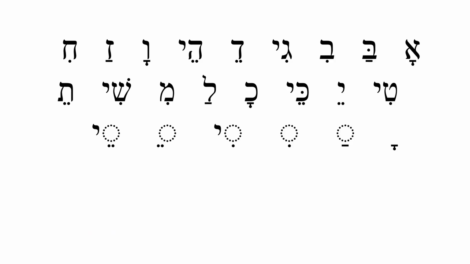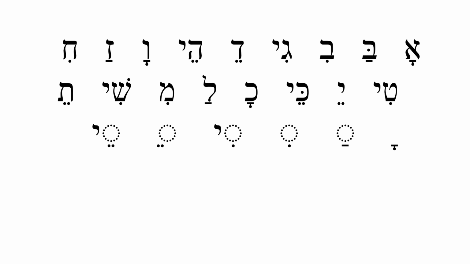So here's a review of what we've learned so far. You can see we're over halfway as far as letters that we've learned from the alphabet. And we picked up Alef, Bet and Vet, Gimel, Dalet, Hey, Vav, Zayin, Chet, Tet, Yud, Kaf, Chaf, Lamed, Mem, Shin, and Tav.